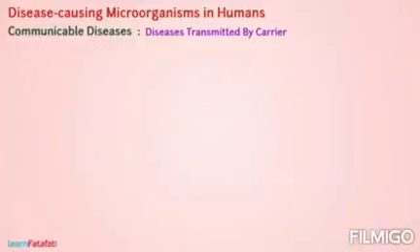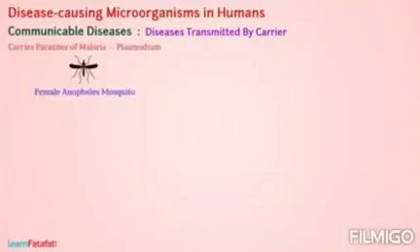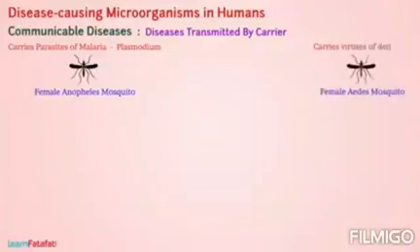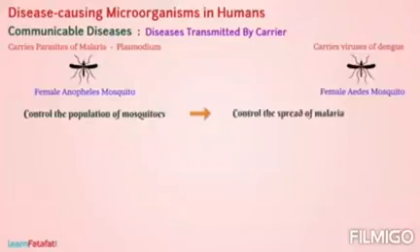Similar to the housefly, the female Anopheles mosquito carries the parasite of malaria called Plasmodium. The female Aedes mosquito carries the viruses of dengue. If we control the population of mosquitoes, we can control the spread of malaria and dengue.